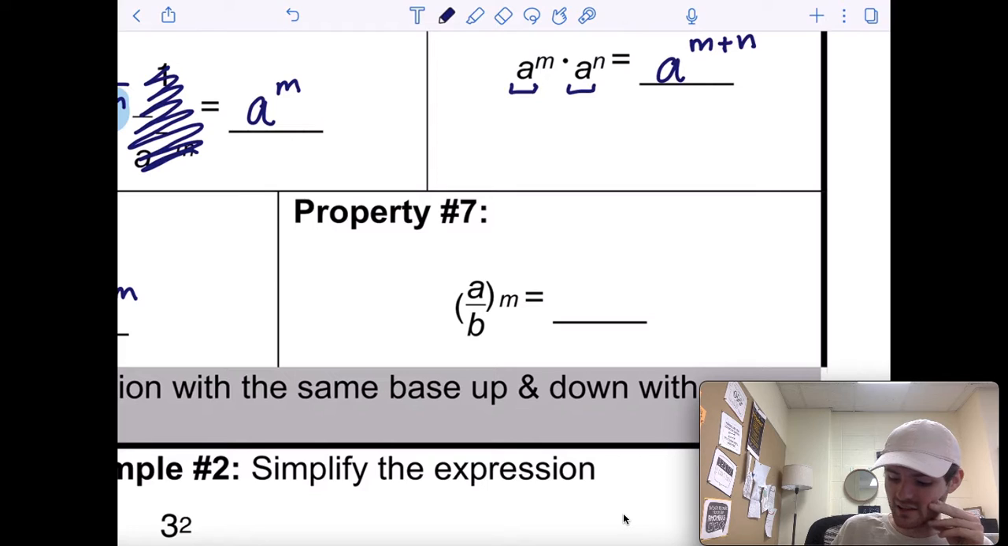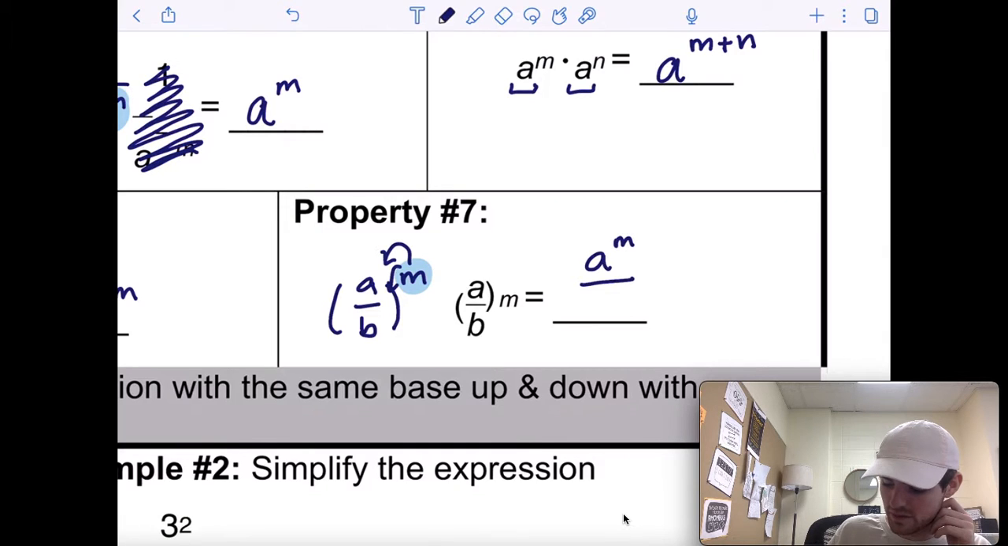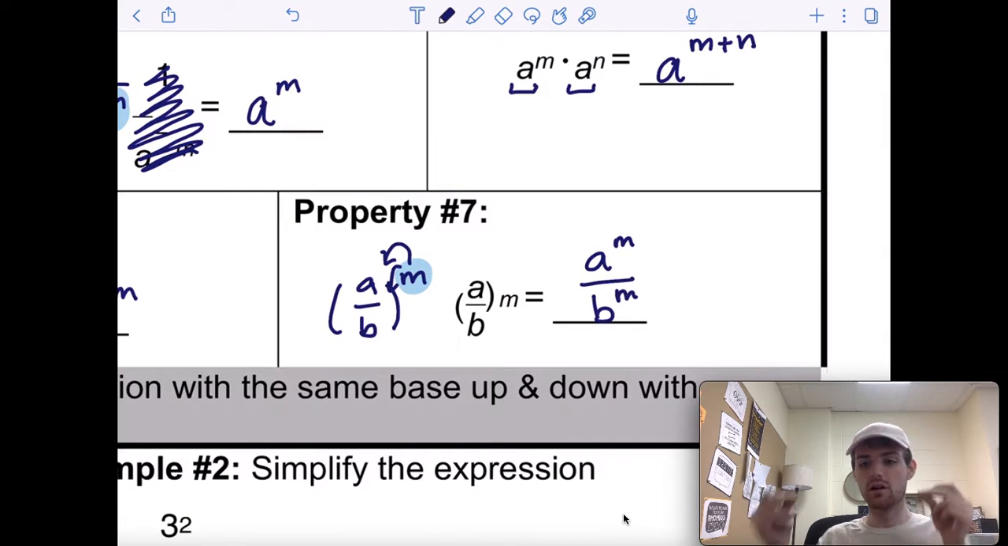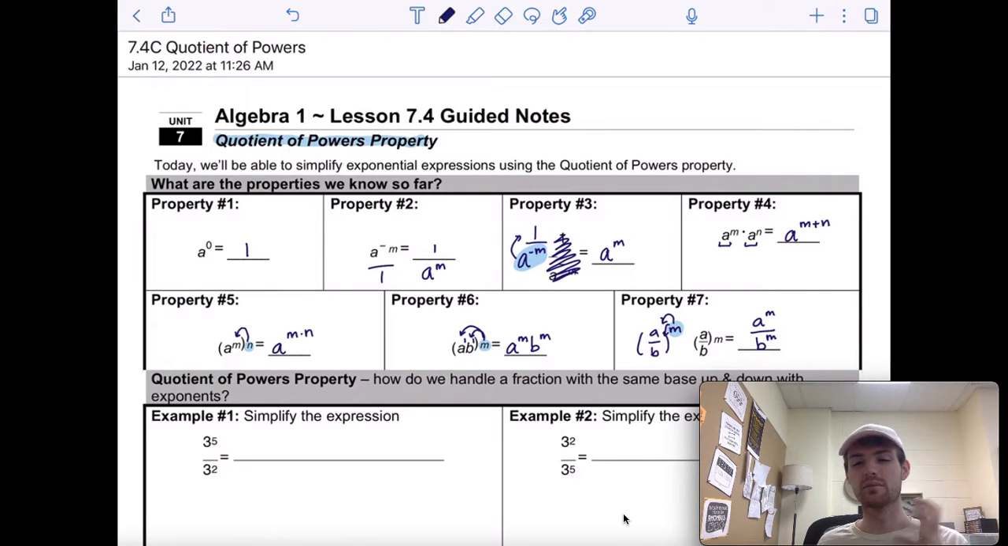And then this last one, same exact thing. When we see that parentheses and an exponent, we just go ahead and give that exponent to all of our bases. So we have a to the power of m over b to the power of m. Boom. Rock on. If we're confused or struggling or can't remember some of these properties, let's go back to some of the earlier videos and get a refresher on that.